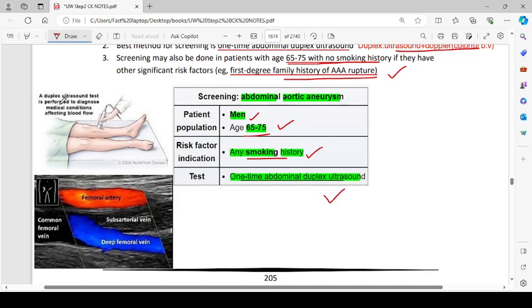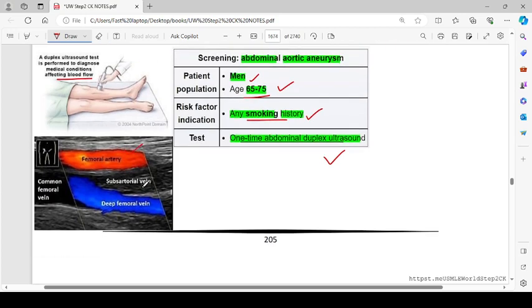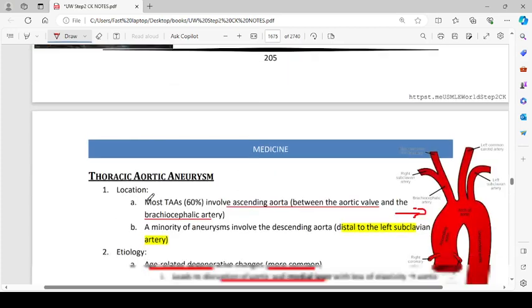A duplex ultrasound test is performed to diagnose medical conditions affecting the blood flow. So this is the femoral artery, then we have the subsartorial vein, and this is the deep femoral vein. So the veins and arteries look something like this on the Doppler ultrasound, and this is the common femoral vein.